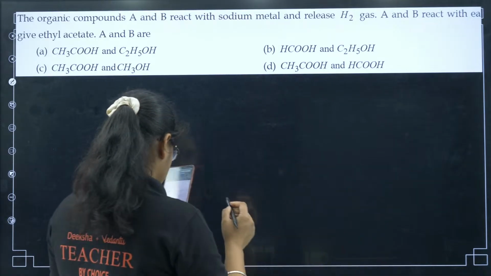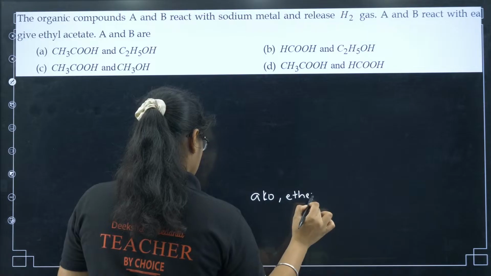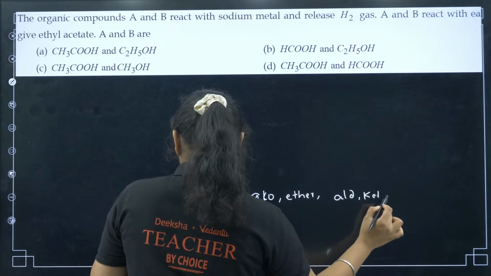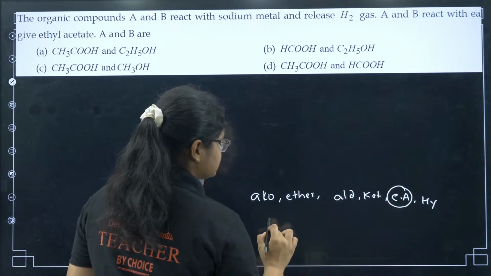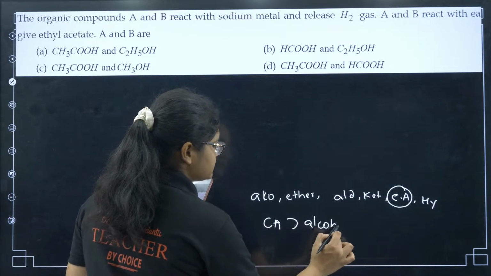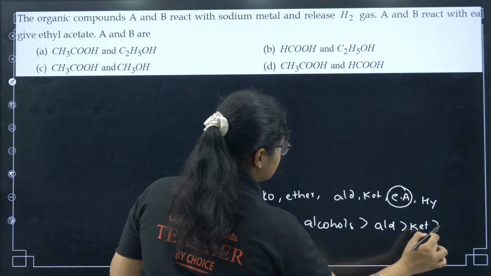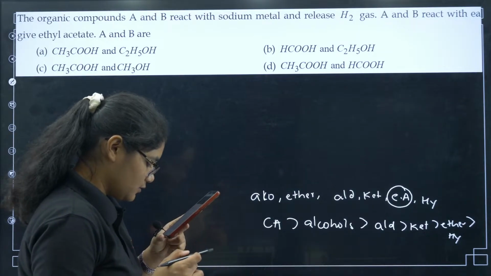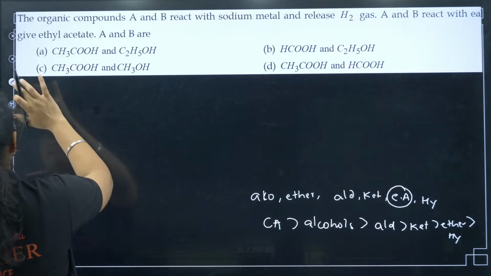Let me talk about the boiling points here. Lavanya has asked about alcohols, ethers, aldehydes, ketones, carboxylic acids and hydrocarbons. Carboxylic acids will have the highest because they can form more hydrogen bonding. After that we have alcohols, then aldehydes and ketones, then ethers, and then hydrocarbons. Now please answer the question given here.